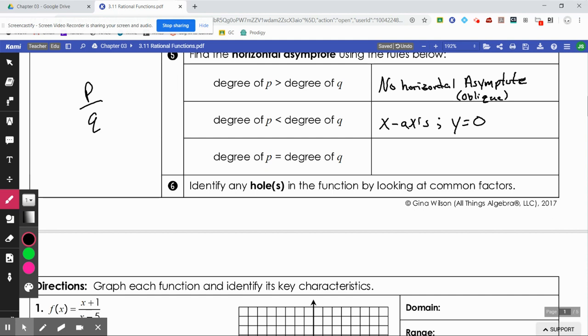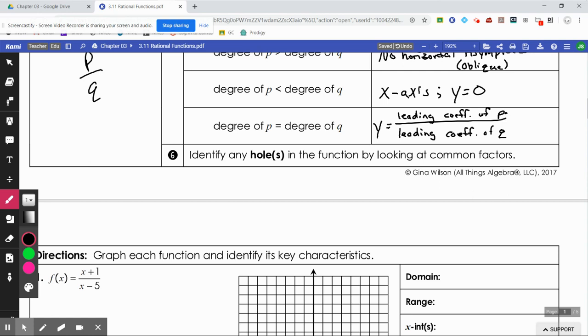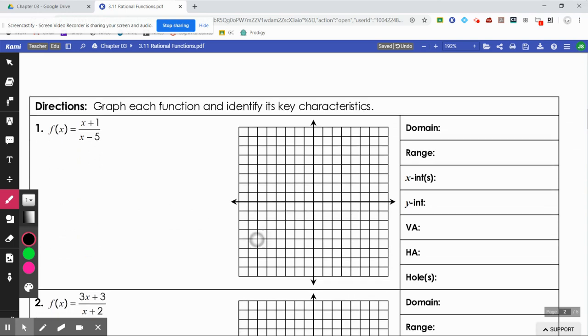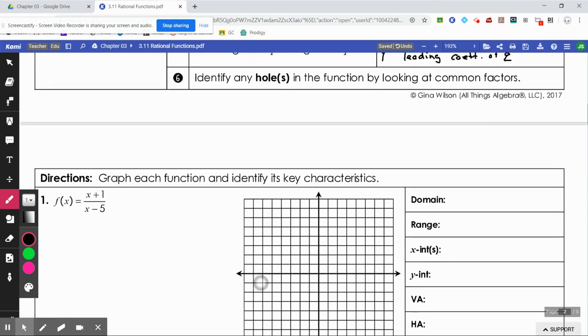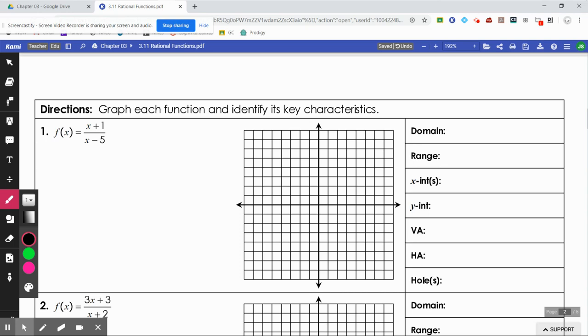And finally, if the degrees are the same, then your horizontal asymptote will be y equals the leading coefficient of p over the leading coefficient of q. We're going to look at our leading coefficients. And then step number 6 to graphing, we're going to identify any holes by looking for common factors. And we can actually do that a little bit earlier. We could do that in one of the first steps if we'd like. Okay, number 1.